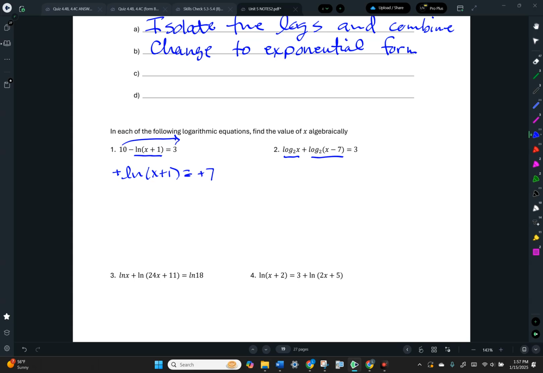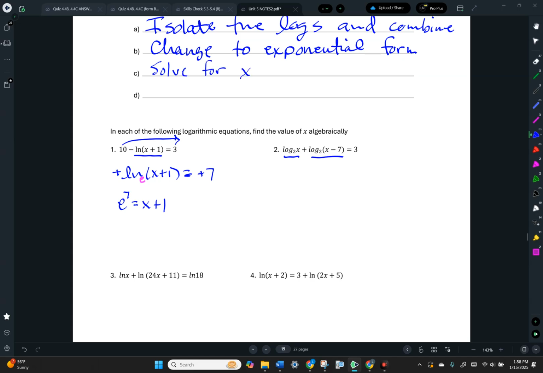Now that the logarithm's by itself, I'm going to do the second step and change it to exponential form. Well, remember, if it's an ln, there's this little hidden base of e right there that you don't see. So if I'm going to change this to exponential, I'm going to say e to the 7th. Remember, the log always equals the exponent, equals x plus 1. Okay, so I've changed it to exponential. The last step is to solve for x.